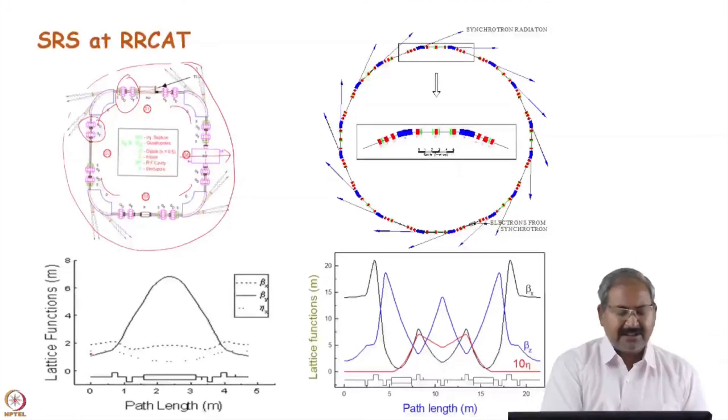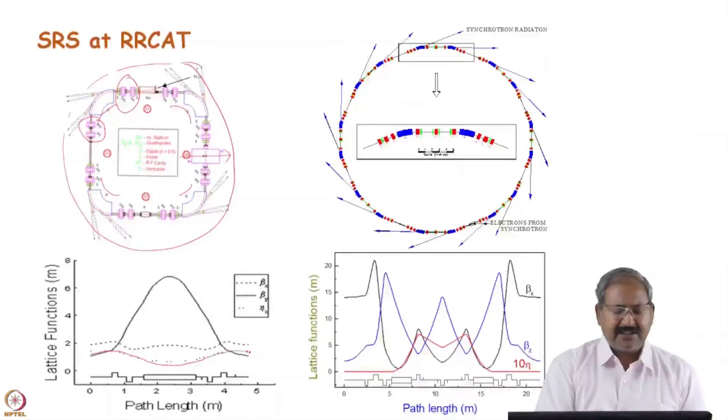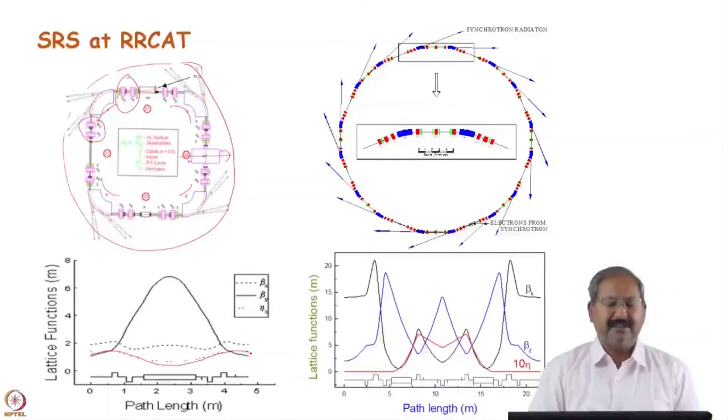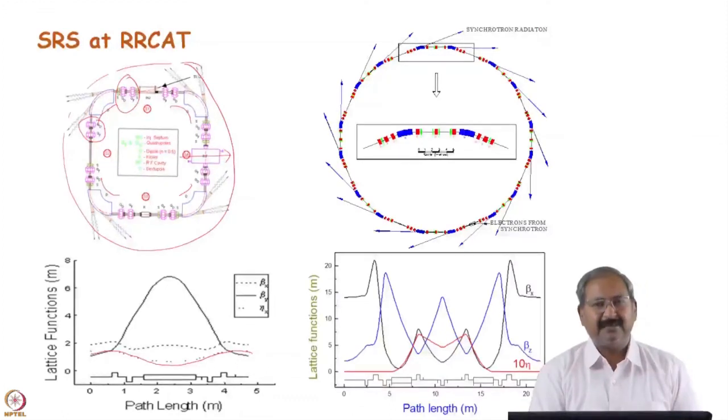You can see that this is the dispersion, which is minimized inside the dipole magnet to reduce the emittance. And you can see that nowhere is there a dispersion-free zone in Indus 1. However, this is a small machine, so we can run with non-zero dispersion also. Indus 2 is a bigger machine.